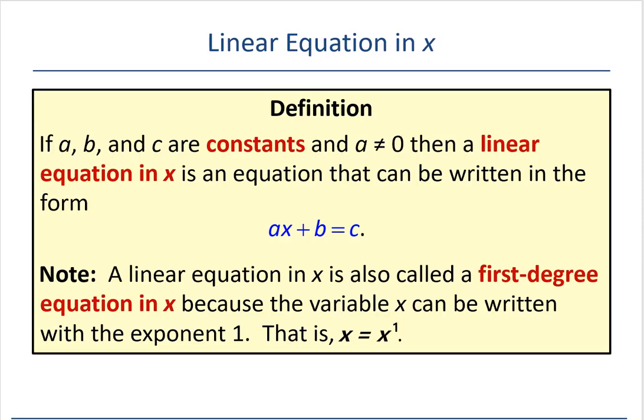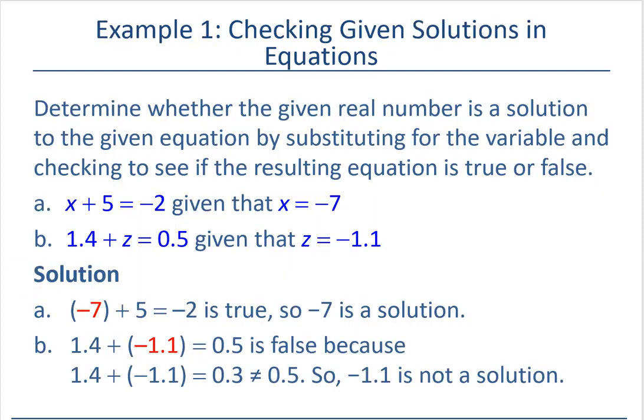Alright, if a and b and c are constants, remember what those are from your definitions, and a cannot equal 0, then a linear equation in x is an equation that can be written in the form ax plus b equals c. And a linear equation, if you ever graph those out, they just create straight lines. A linear equation in x is also called a first degree equation in x because the variable x can be written with the exponent 1, as you can tell from right there. Because anything to the exponent 1 is always just going to be x, or a, or whatever variable they decide to use at that time.